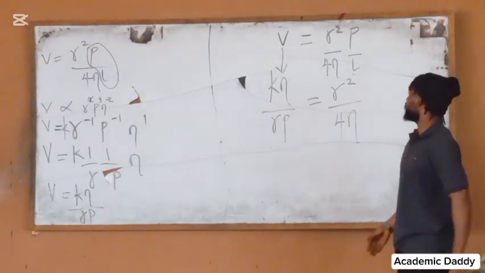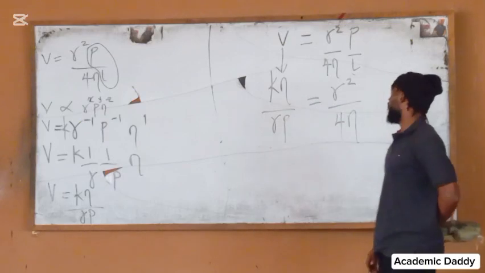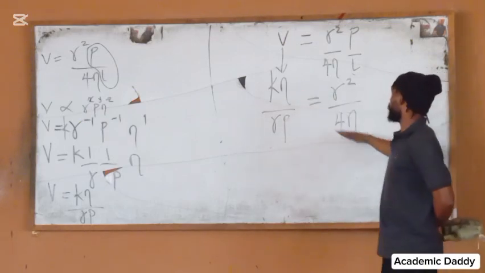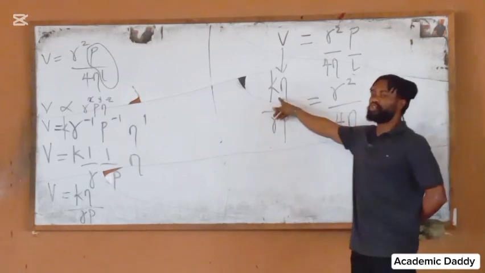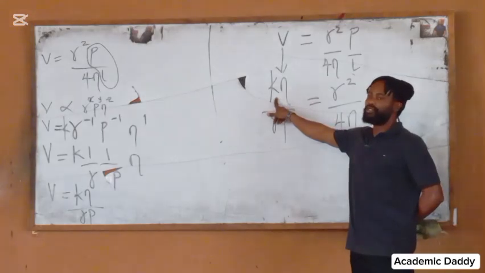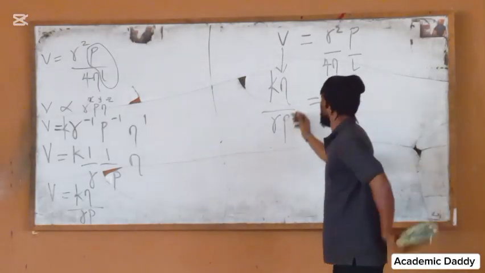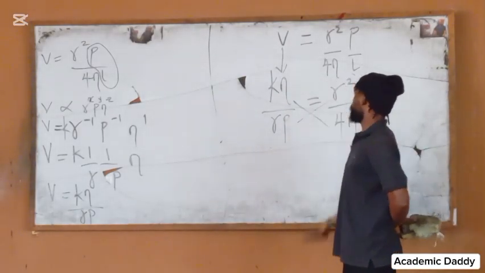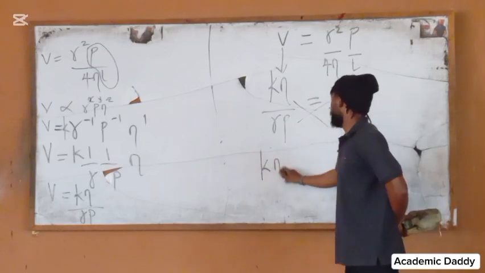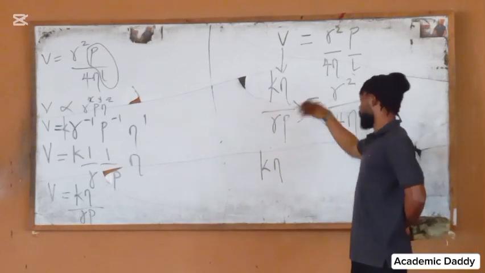Alright, now see, to make K the subject of the formula here, I can easily say cross. Remember that my goal is to make this the subject of the formula. Do you remember? So that I can get an expression for this. So I can say cross, so that I have K. I could have said, let me just leave this, but let's do it together.